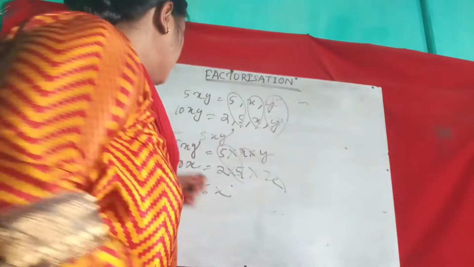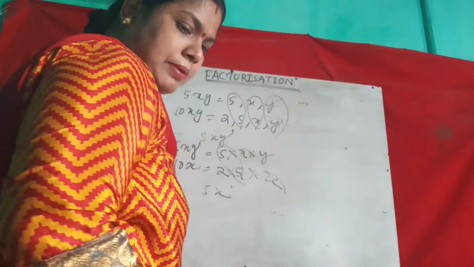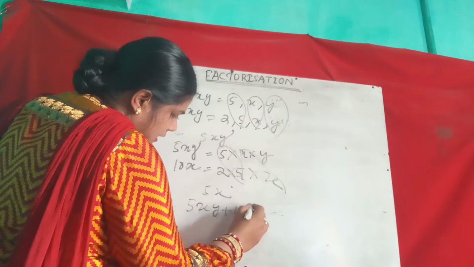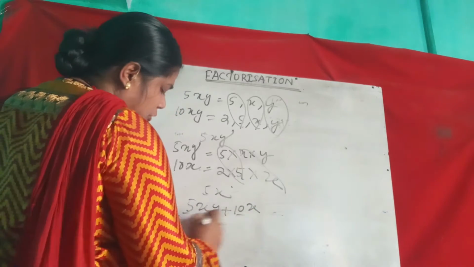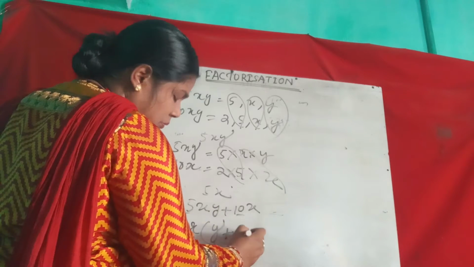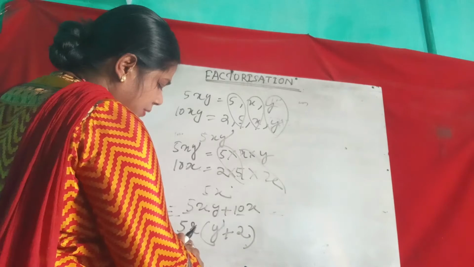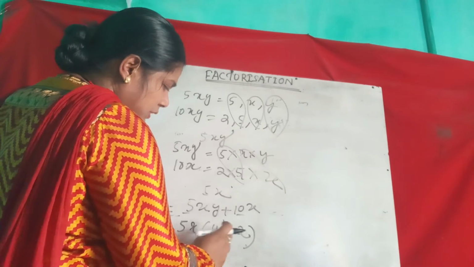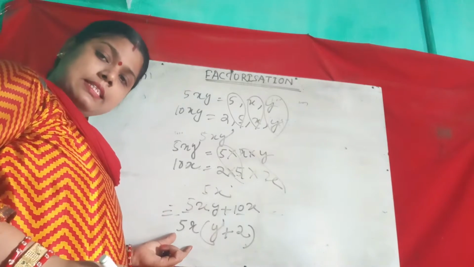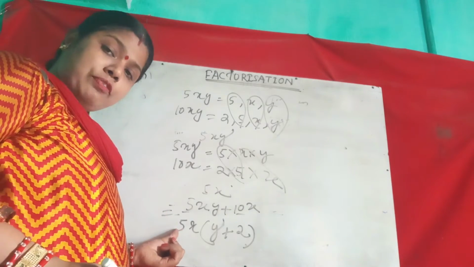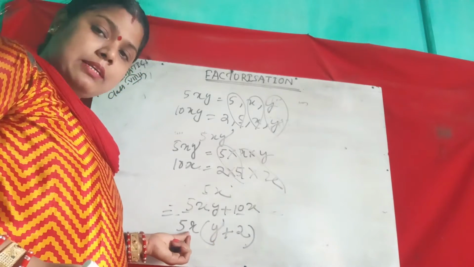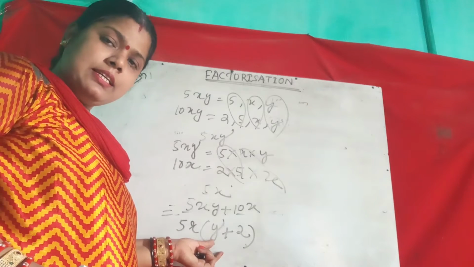Now suppose 5xy plus 10x. You find the common factor in both, which is 5x. So in the bracket, y plus 2. So 5xy plus 10x is 5x multiplied by y plus 2. Here 5x is a number and variable product, and y plus 2 is an algebraic expression.